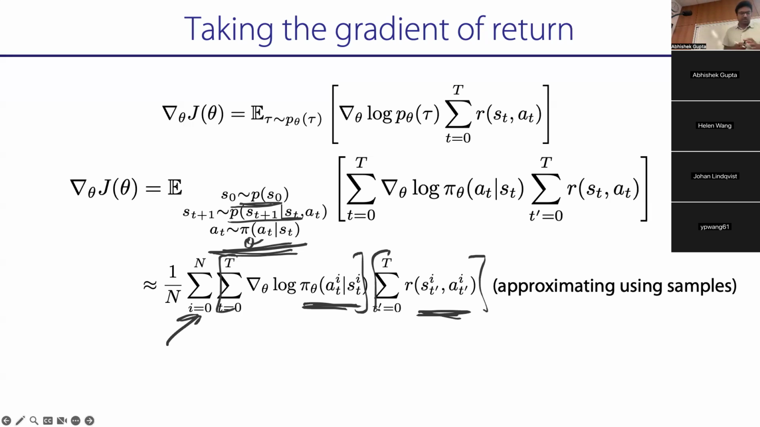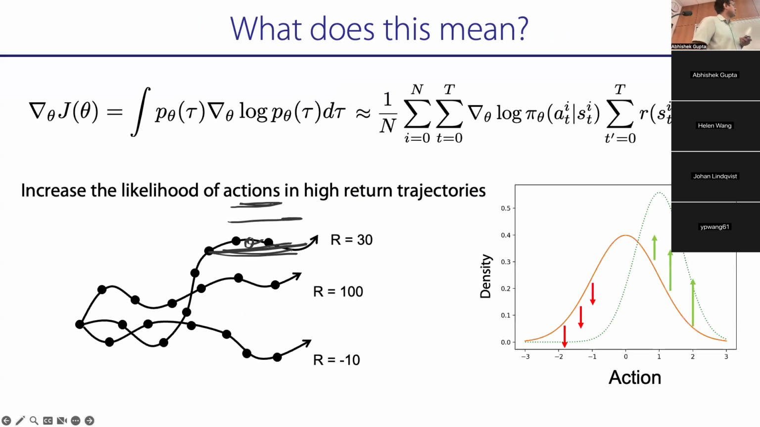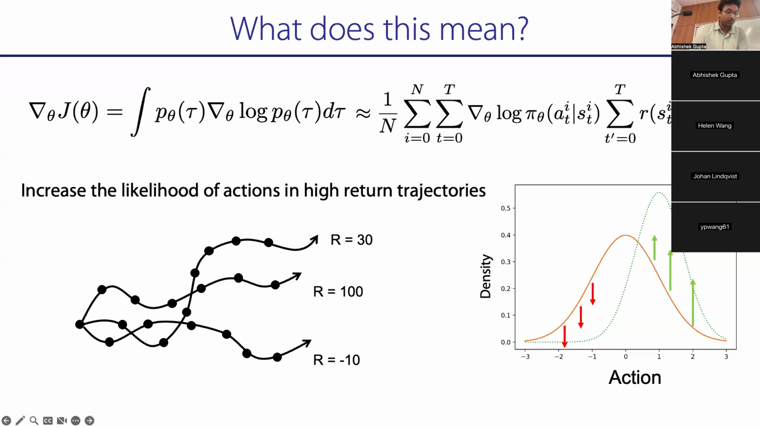Okay. Does that make sense overall? The intuition here is maybe easiest understood here, where you're saying, I'm going to sample a bunch of trajectories.